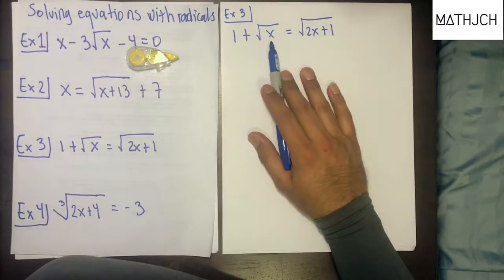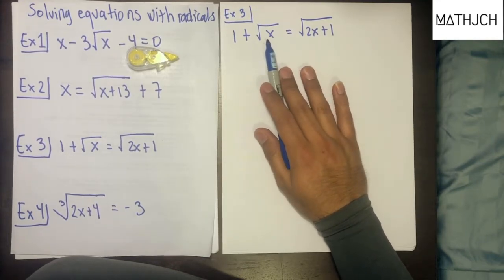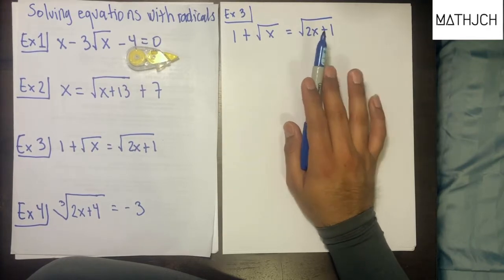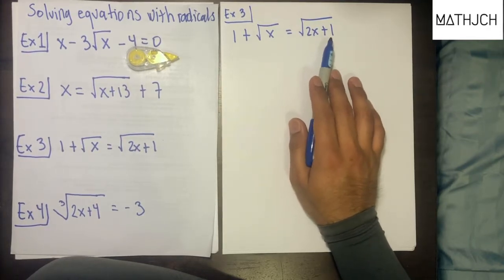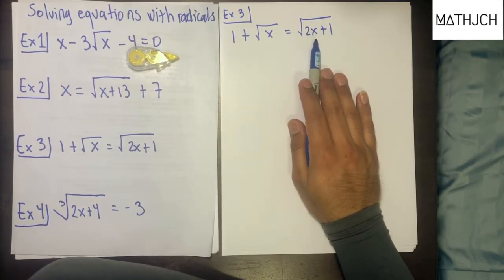So the first step that we have to do is that we need to make sure that one of the radicals, either this one or this one, is by itself on one of the sides. As you might have noticed, we already have one radical that is by itself, in this case on the right side. So we're good to go now.